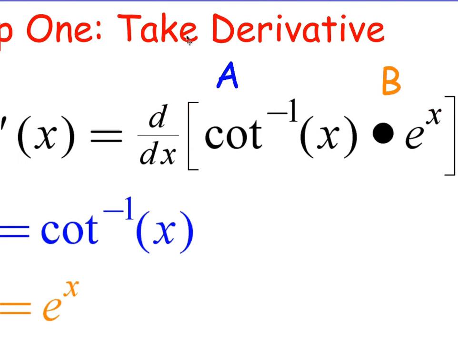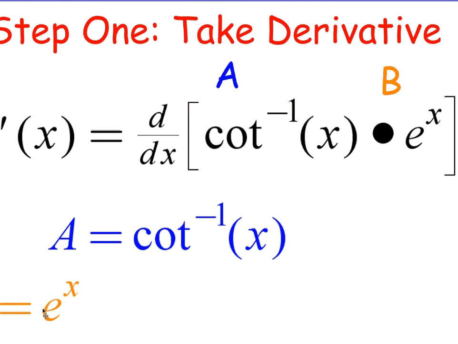Anyway, we are just going to use the product rule here. So the first function we'll call A, second function we'll call B. Remember, it's A prime B plus AB prime.